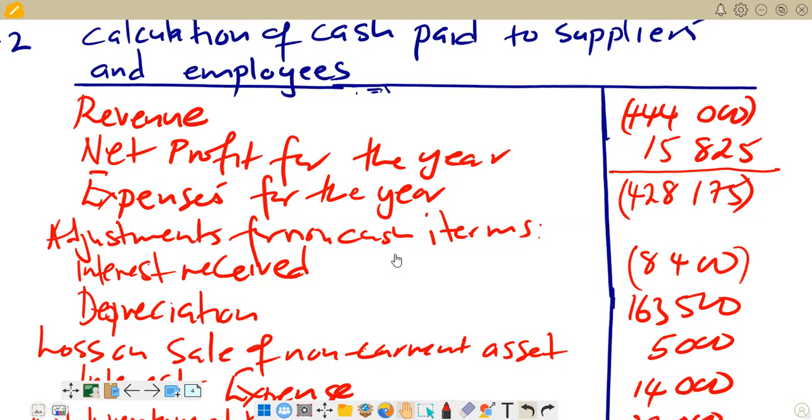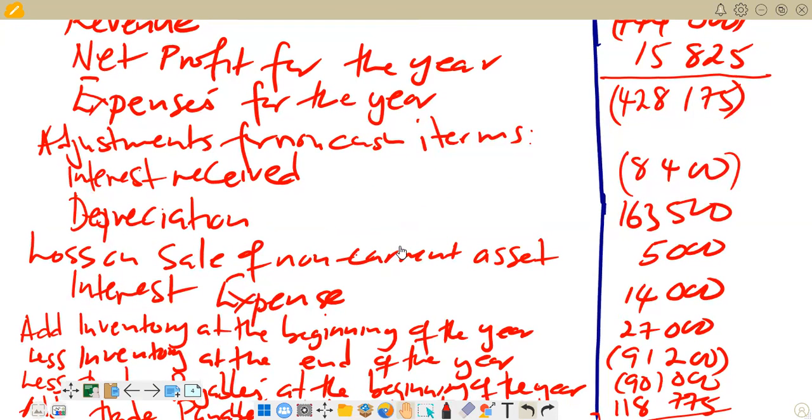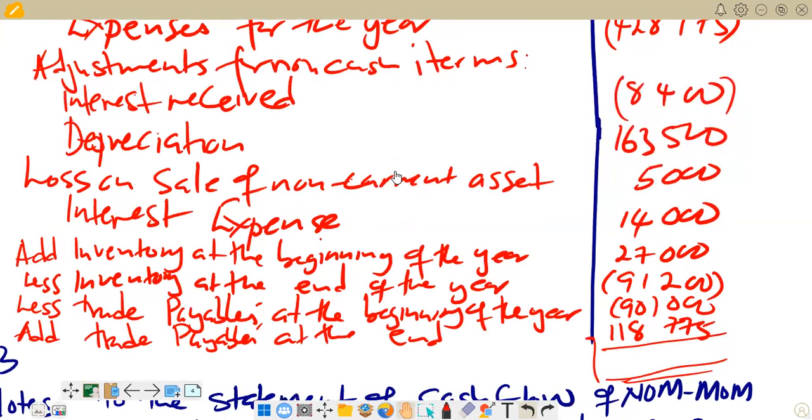Then we subtract 8,400. Then we add 163,500. We add 5,000. We add 14,000. And then we add 27,000. We subtract 91,200 here. Then we also subtract this one. The brackets are in the wrong position. We're supposed to subtract 90,000 here, and then we add 118,775. So the answer that we are supposed to get there is 289,500. So that's the figure that we have for cash paid to suppliers and employees.